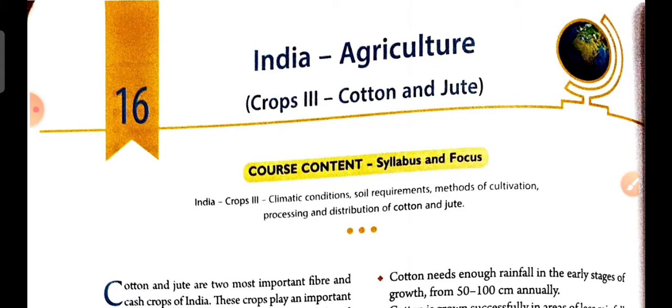Today we are going to discuss chapter 16, that is Indian agriculture. In the previous chapter we also studied Indian agriculture, but here we are going to discuss crops, that is cotton and jute. In this chapter we will discuss the climatic conditions needed for cotton and jute production, the soil requirement for these crops, the method of cultivation, and the processing and distribution of cotton and jute. So, let's get started.